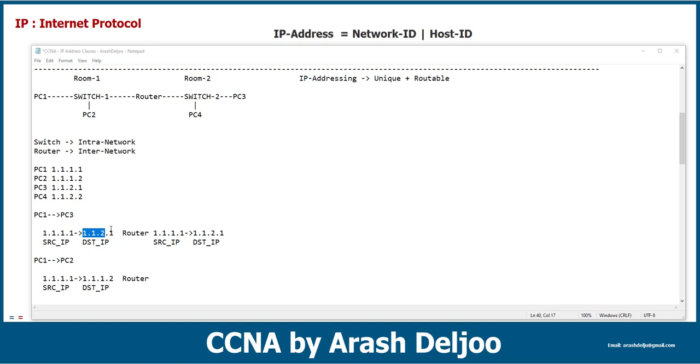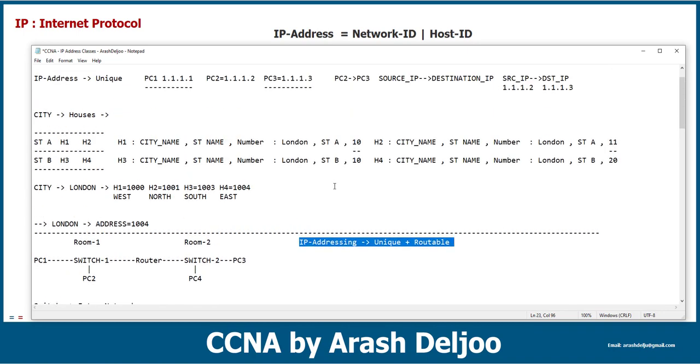It's not needed to understand everything about the addressing right now. But now we can better understand the need for IP addressing. First, uniqueness of IP is so important, and after that, the routable function, the routable criteria of IP addressing. Now we can talk about this feature, how one IP address can be routable. It's so easy and so similar to the real world.